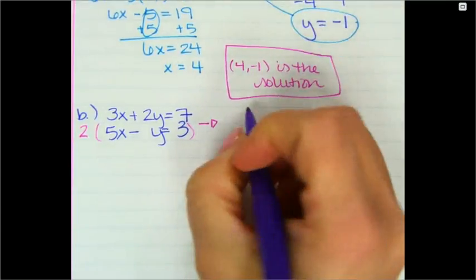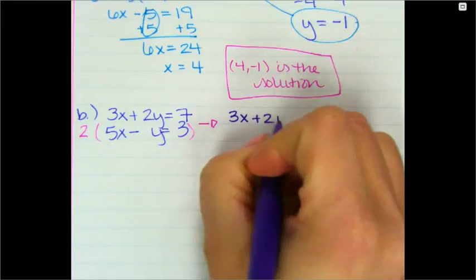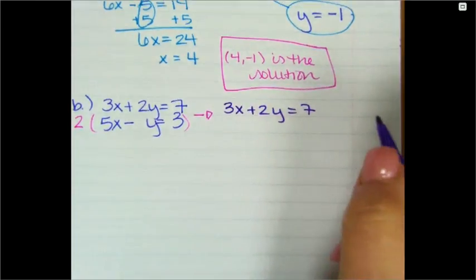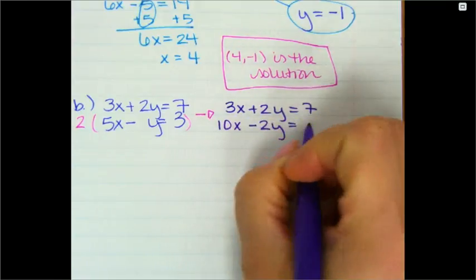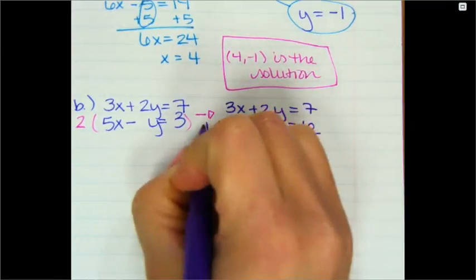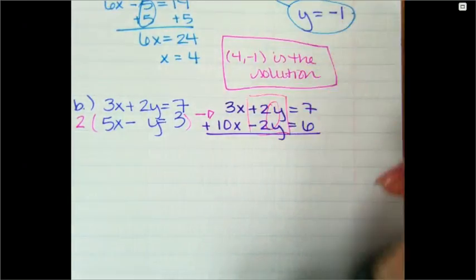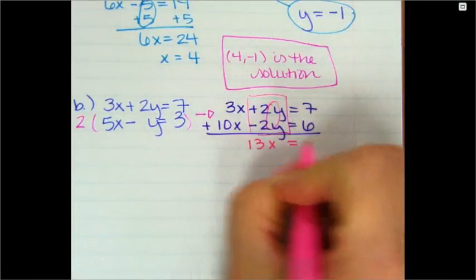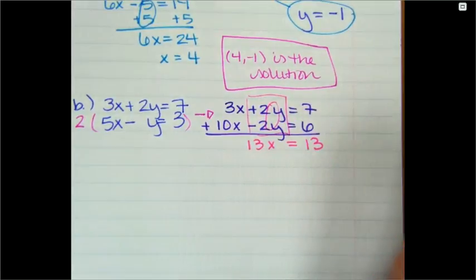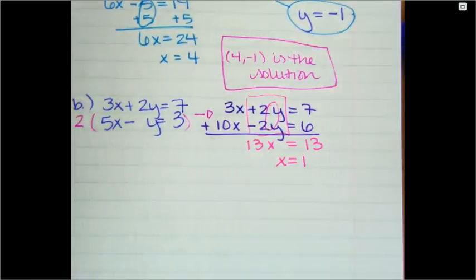Alright, so do I multiply the top, or is the top staying the same? Stays the same, good. On the bottom, what does it become? 10x minus 2y equals what? Good. We're adding. What's canceling? The 2y. What is 3x plus 10x? Good. Equals? And x is equal to what? Very good. Go ahead and plug it in.